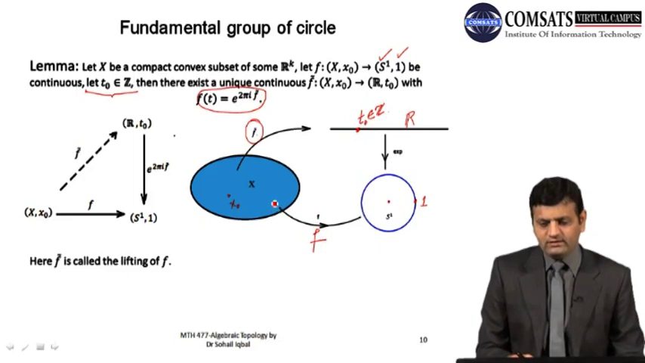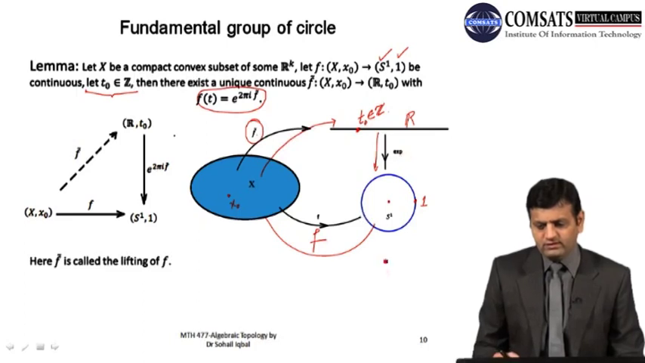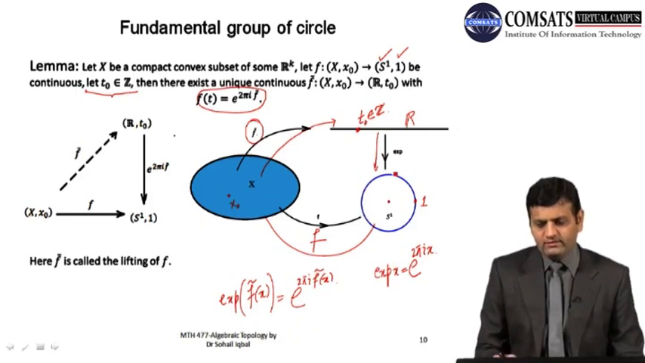In other words, I can go from here to here, or I can first go from here to here, and then calculate the exponential. So exp of x is equal to e raised to power 2 pi i x. If we first apply f tilde and then apply exp, this is equal to e raised to power 2 pi i f tilde of x. So if we go from here or from here, we get the same map.